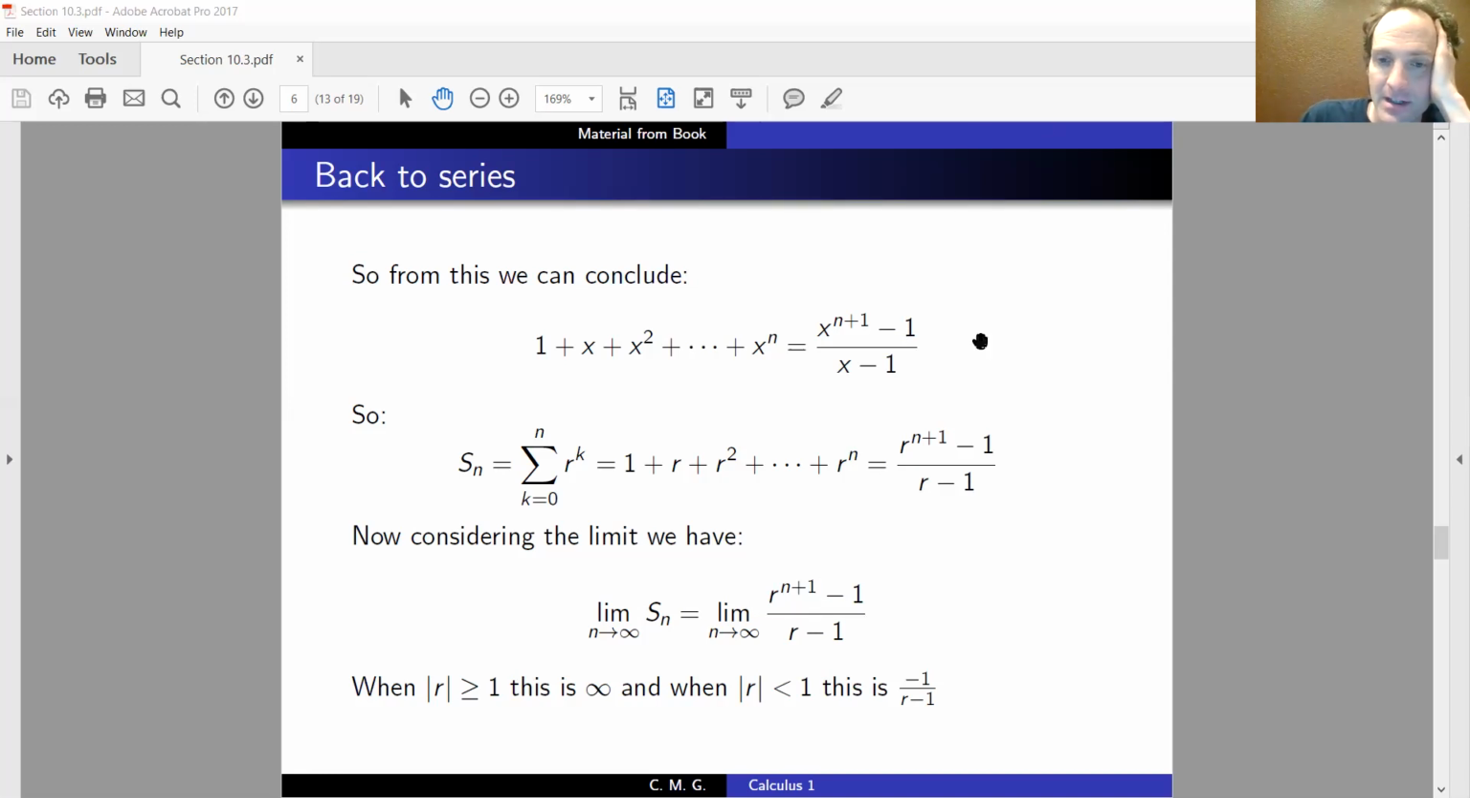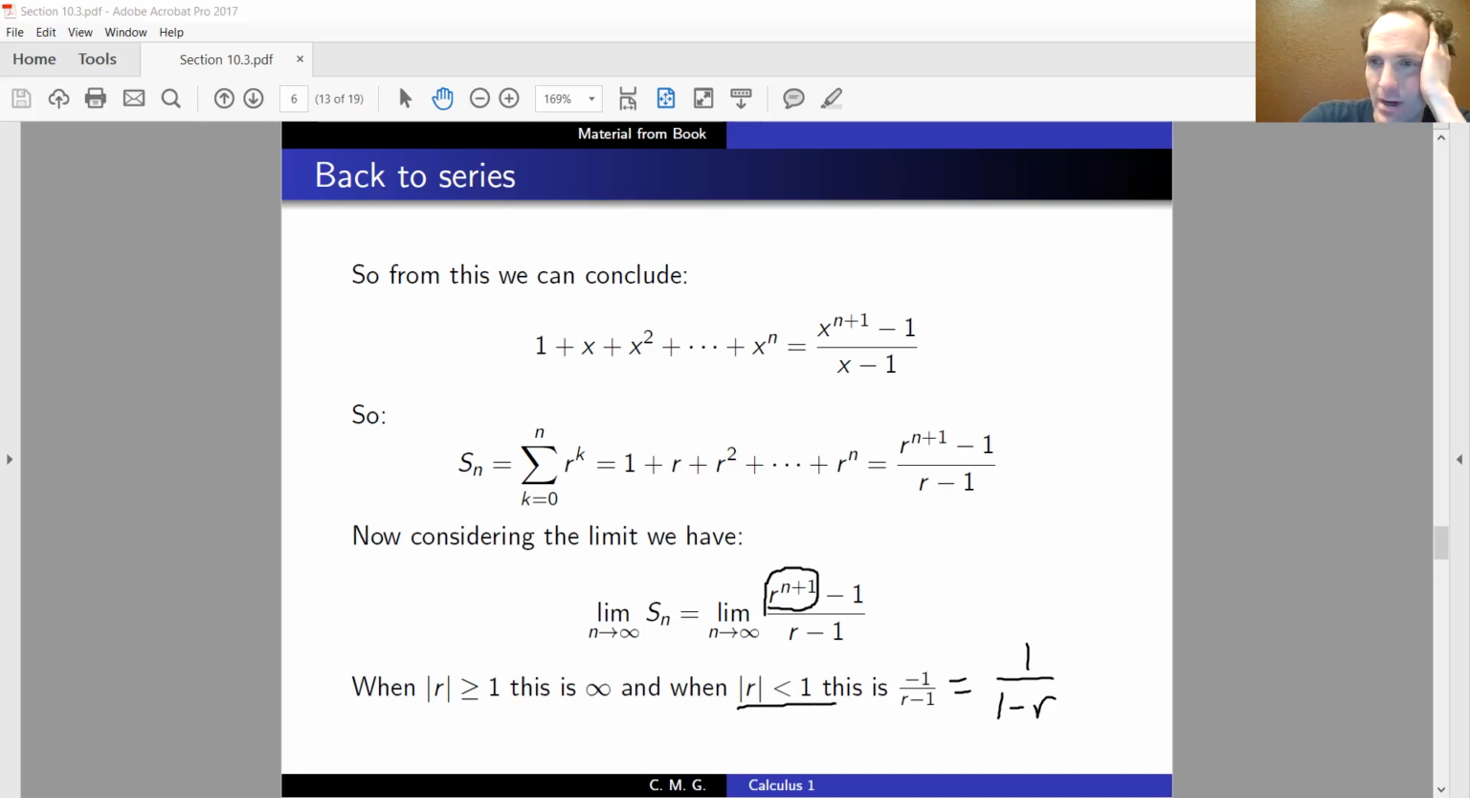On the other hand, if we have a small r value, so the absolute value of r is less than 1, r to the n plus 1 is a fraction smaller than 1 to a big power. And that gets smaller and smaller the bigger the power is. So that top thing goes to 0, minus 1 over r minus 1. And so I get negative 1 over r minus 1. And I want to rewrite that as positive 1 over 1 minus r. How did I do that? I factor a minus 1 out of the denominator and cancel with the numerator, or take the numerator minus 1 and multiply it through the bottom. It gives me 1 minus r. And so that works out.